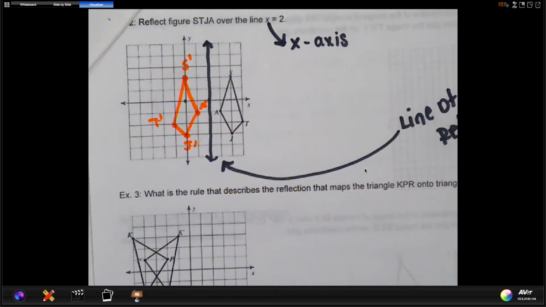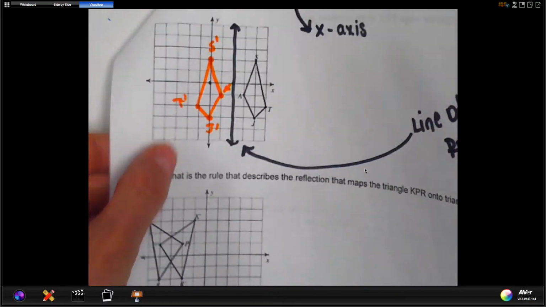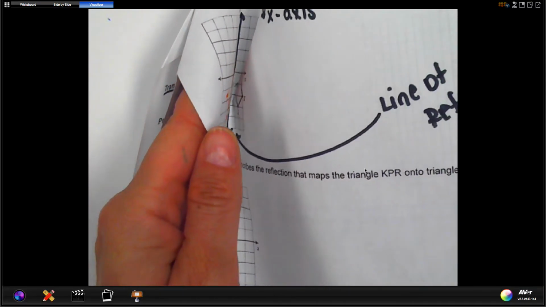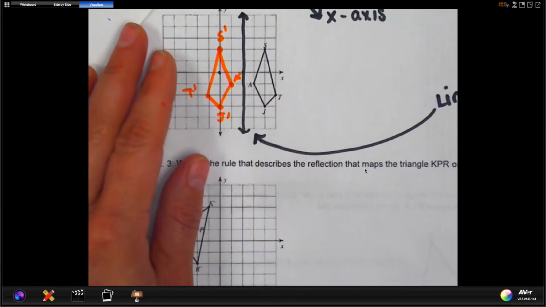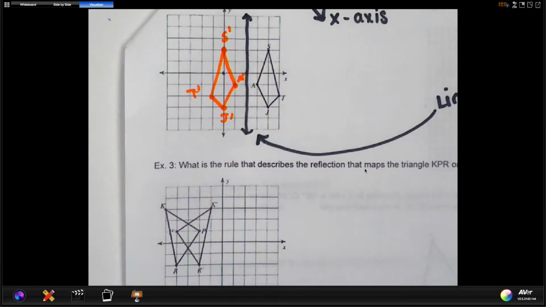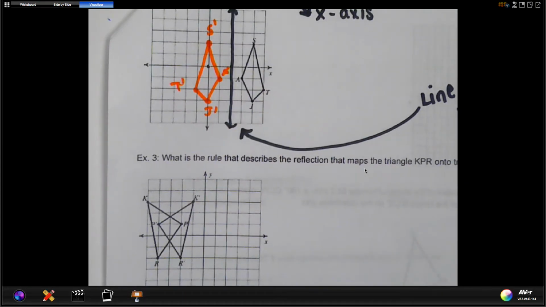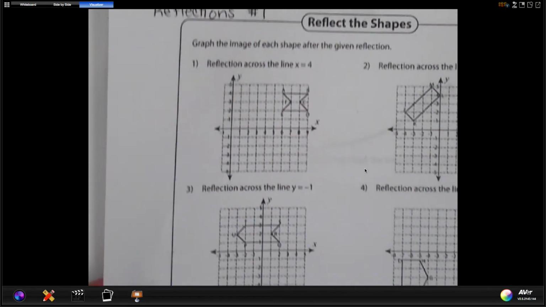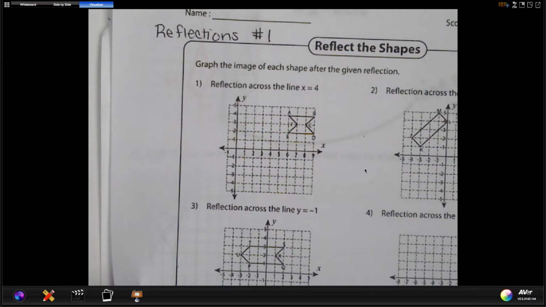In fact, if you were to fold our paper here on that line of reflection, fold it right up, they would land right and kiss each other, and they would make the exact same image. Okay, this is our basics for reflections. We are going to do an assignment today. The assignment will be the worksheet titled Reflections Number 1 worksheet. And on there, I will get you started.